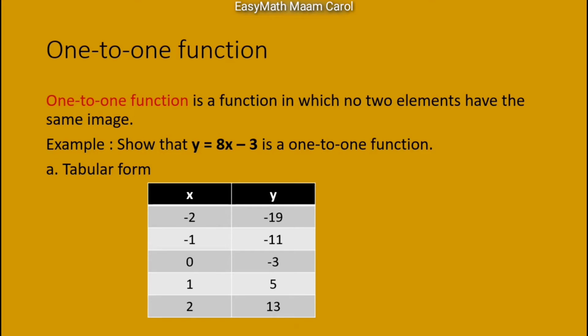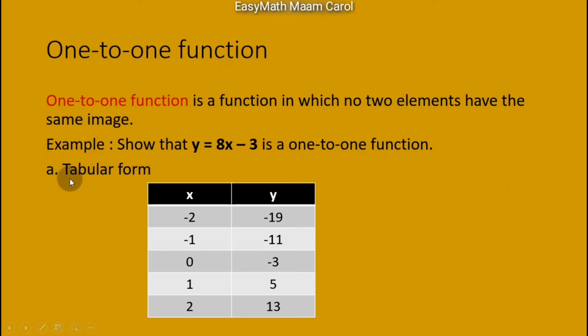Let's start with one-to-one function. A one-to-one function is a function in which no two elements have the same image. To illustrate, meron tayong example. This one, show that the equation y is equal to 8x minus 3 is a one-to-one function. We will have several ways to show that this equation is a one-to-one function.